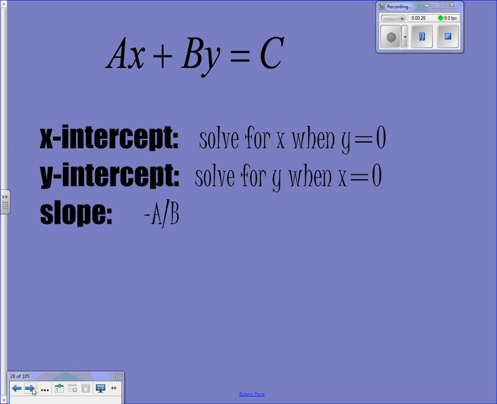So in order to find the x-intercept, you need to solve for x when y equals 0. And to solve for the y-intercept, you need to solve for y when x equals 0. So solve for x when you want the x-intercept, solve for y when you want the y-intercept. And the slope is going to be the opposite. Please look, there is a big opposite sign right here, the opposite of a over b. You can pause me if you need more time to take those notes before we go on, but I think it'll make sense when we do an example.